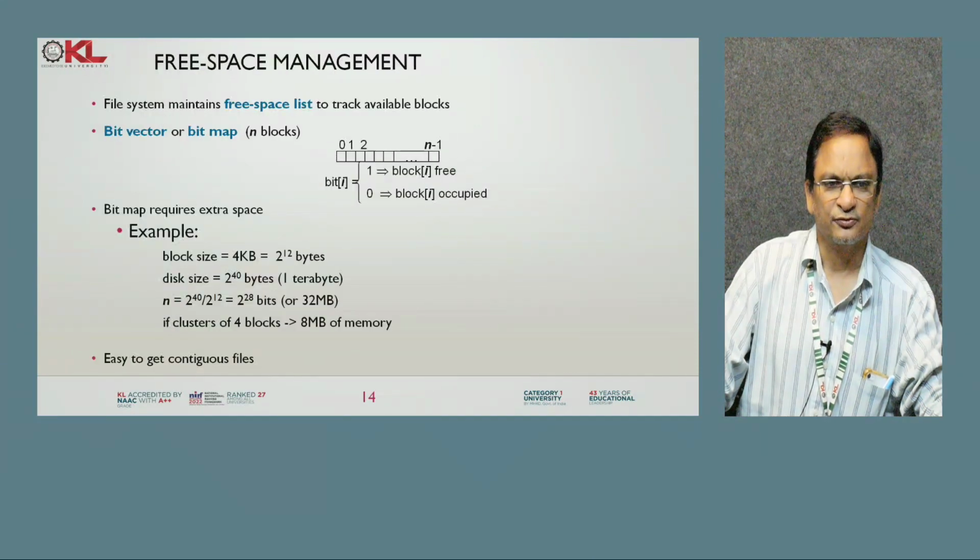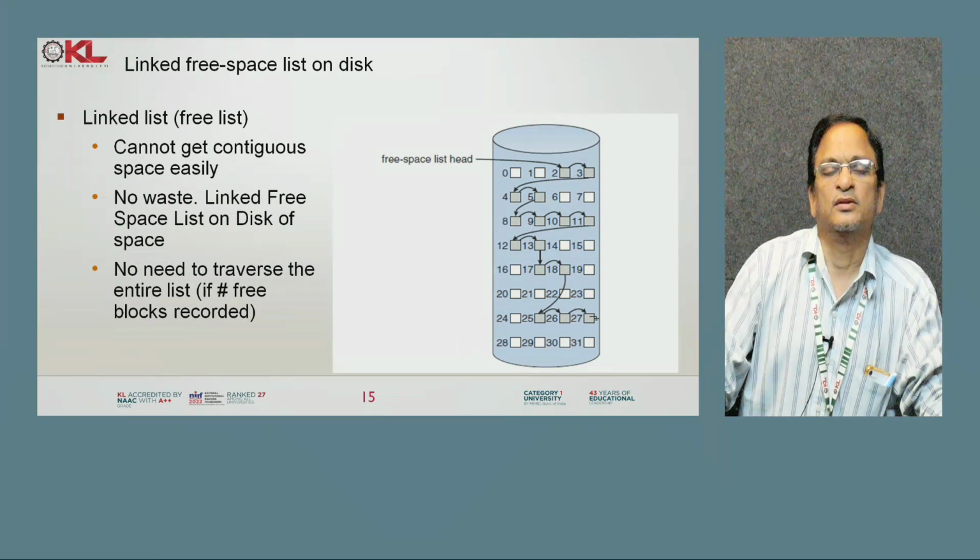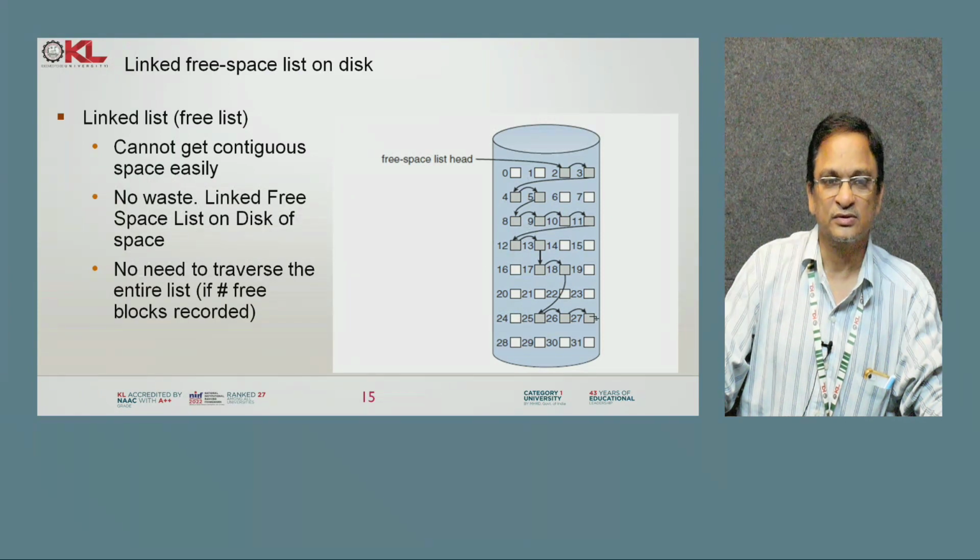And the free space management can be obtained by using the bit vector and the bitmap methods. And the second one is the linked free space list on the disk. That is, a linked list cannot get contiguous space easily on any particular device, and no waste should be there in maintaining this linked free space list, and no need to traverse the entire list. Only the first block is required, the address of the first block is only required.